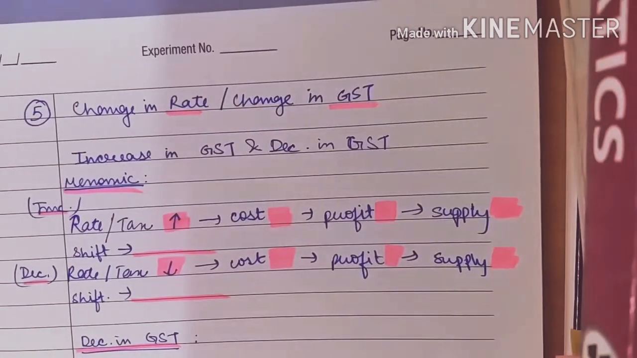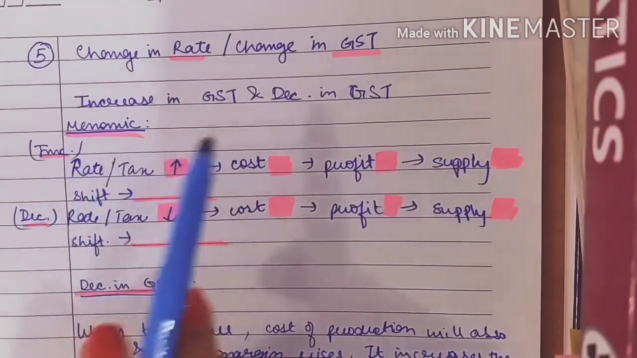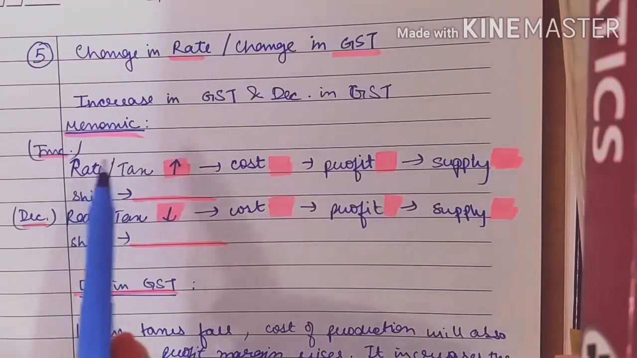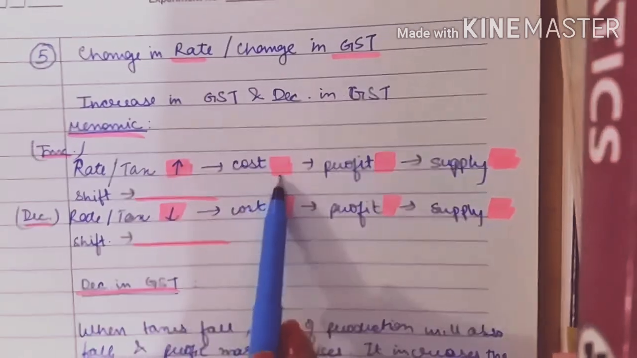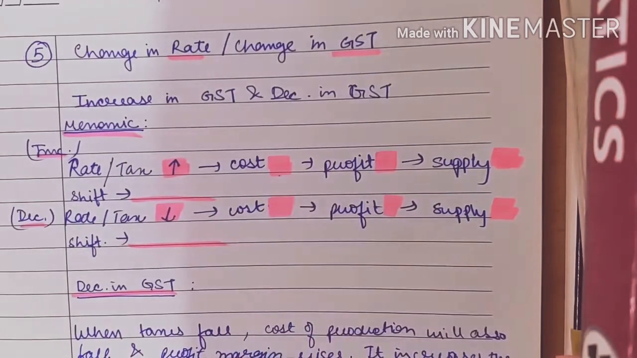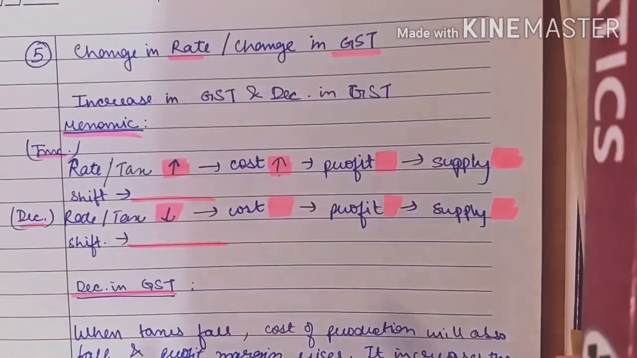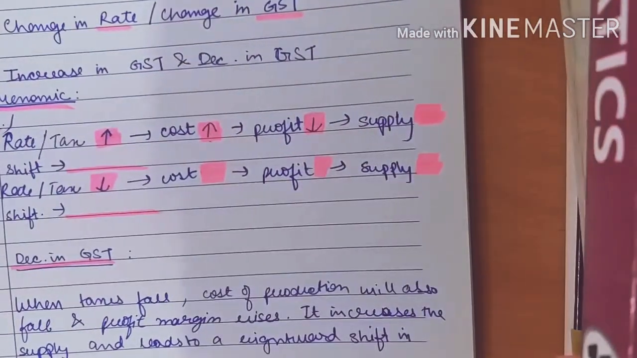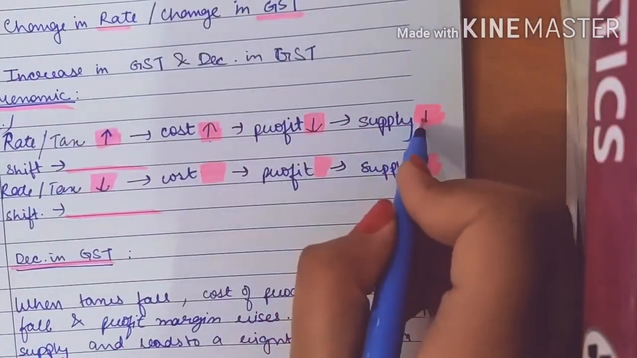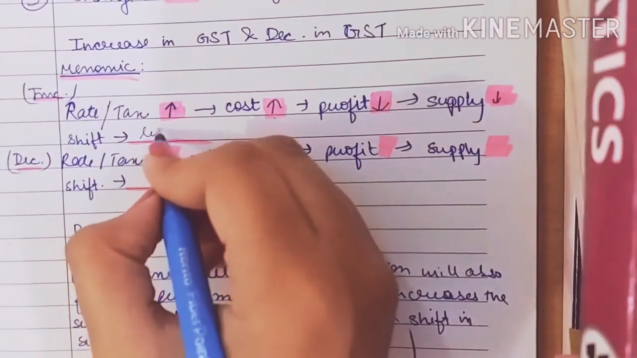Let's fill in these mnemonic blanks. Increase in GST or rate. So taxes increase, then the cost will increase. Profits will fall. Supply will fall. And shift will be leftward.